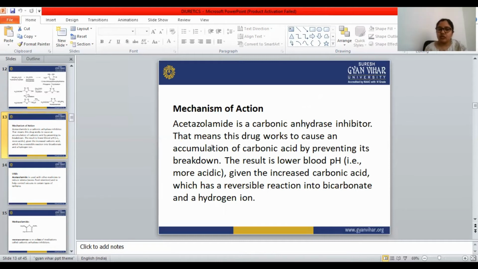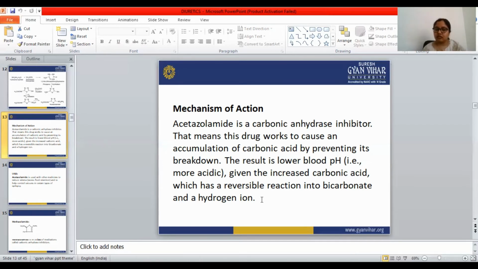The drug works to cause an accumulation of carbonic acid by preventing its breakdown, and that results in a lower blood pH, given the increased carbonic acid, which has a reversible reaction into bicarbonate and a hydrogen ion. So this is the mechanism of action. Acetazolamide is a carbonic anhydrase inhibitor, which means the drug works to cause an accumulation of carbonic acid by preventing its breakdown.